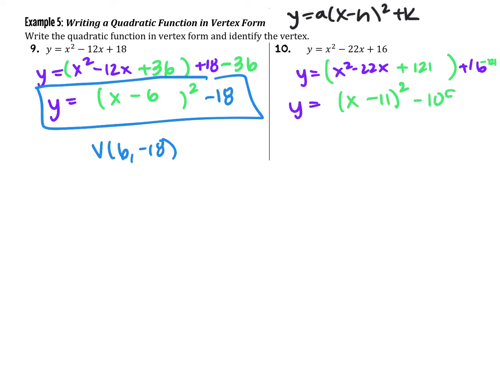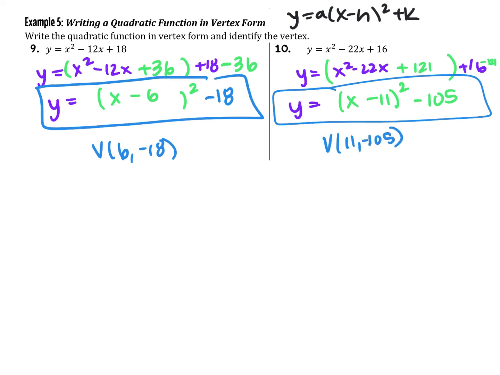16 minus 121 is 105. So now I have my quadratic written in vertex form, and I can identify the vertex as 11, negative 105. So being able to write the equation in vertex form in this way is a little bit more efficient.